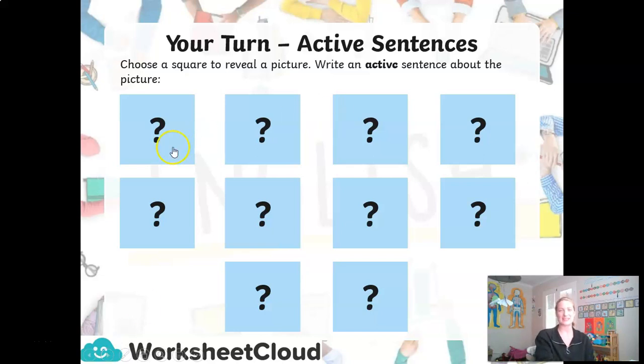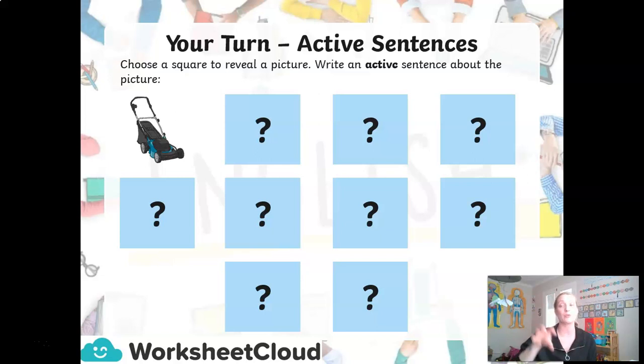All right, let's start with this one. So, lawnmower. Let's make sure it is in active voice. I'll give you a second, see if you can think of one, and then I'll give you my version as well. Okay, here's mine. The lawnmower mowed the grass. The subject is the lawnmower. It comes first because the lawnmower is performing the verb, which is mowed the grass.